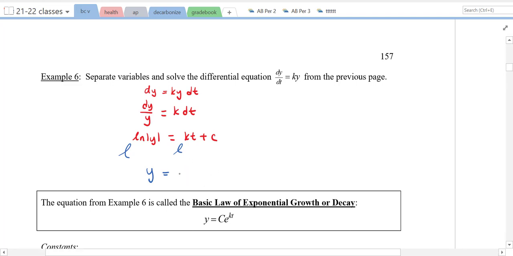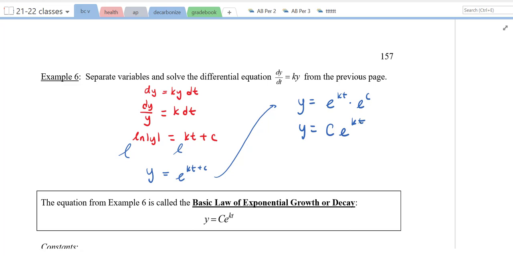To the kt plus c, which really is the same thing as y equals e to the kt times e to the c. And of course, that e to the c is just a constant, so c e to the kt. Look at that. The box below is what we call the basic law of exponential growth and decay, and this is the equation that follows suit.